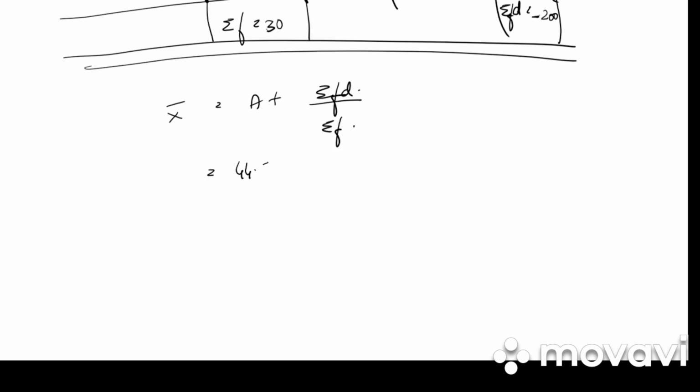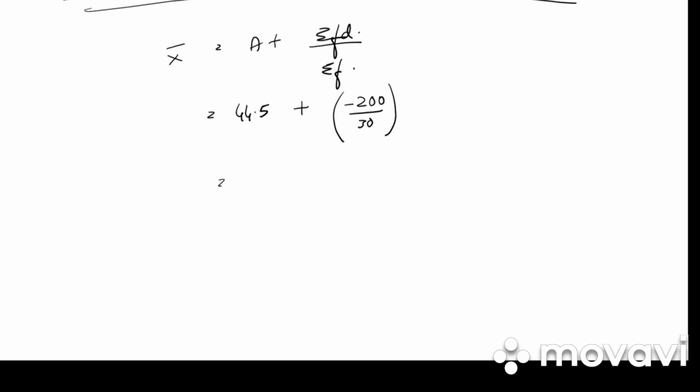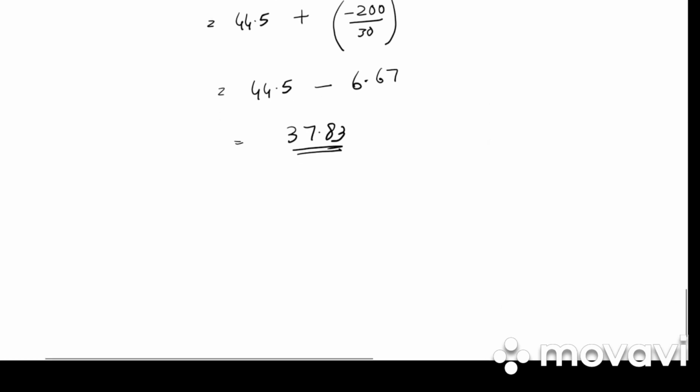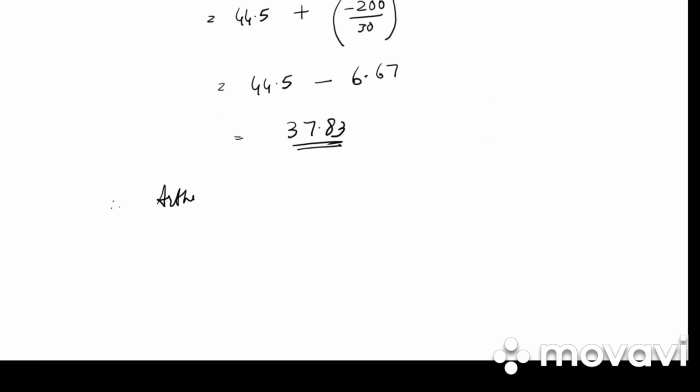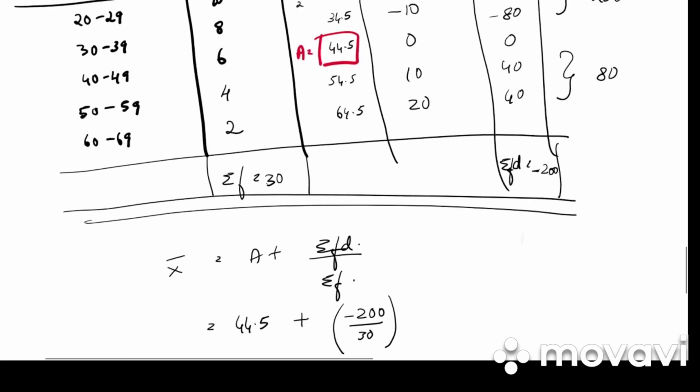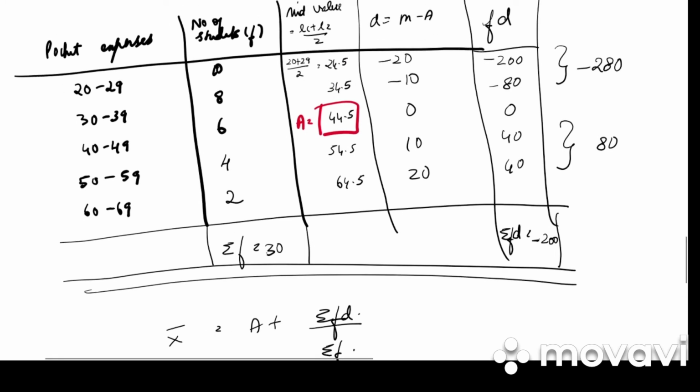What is the assumed value? 44.5 plus minus 200 divided by 30. We get 44.5 minus 6.67. So it is 37.83. Therefore, arithmetic mean is equal to 37.83. So you can work out the problem in any method if they have not mentioned it.